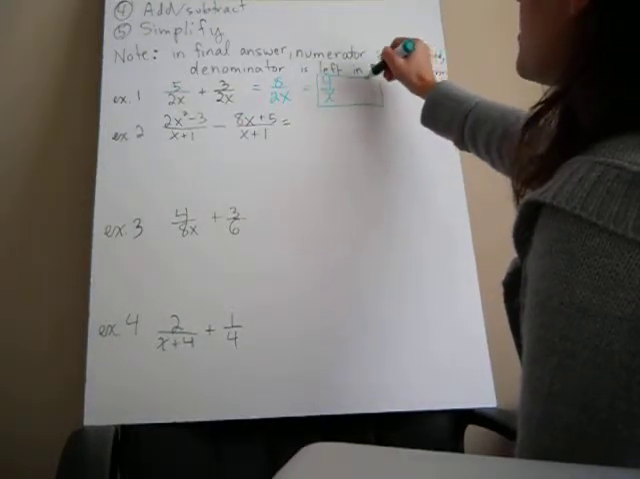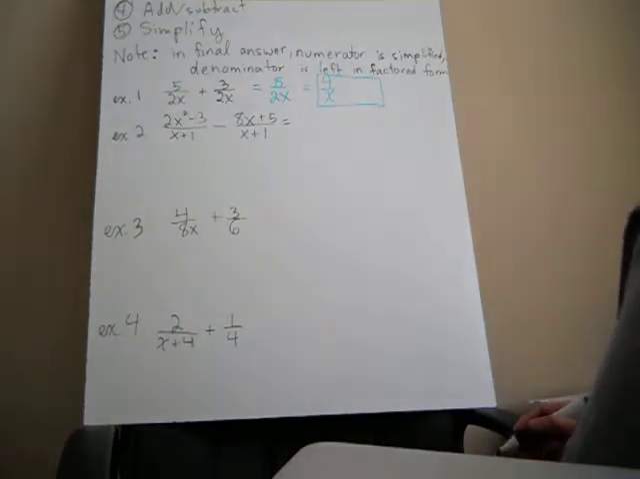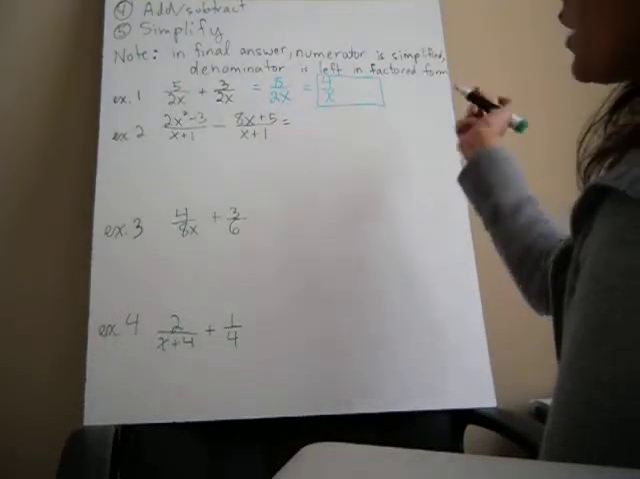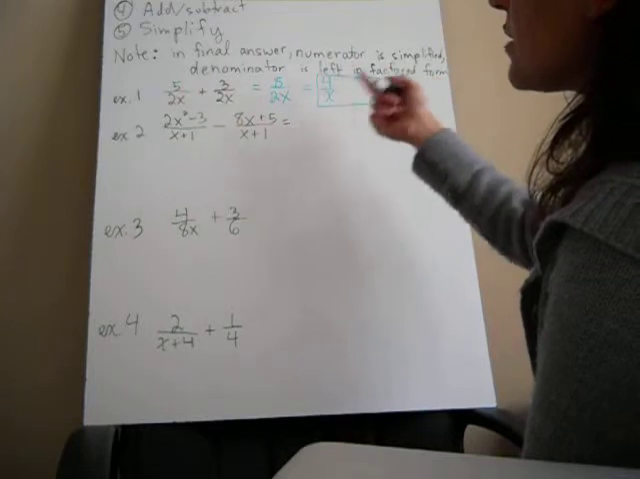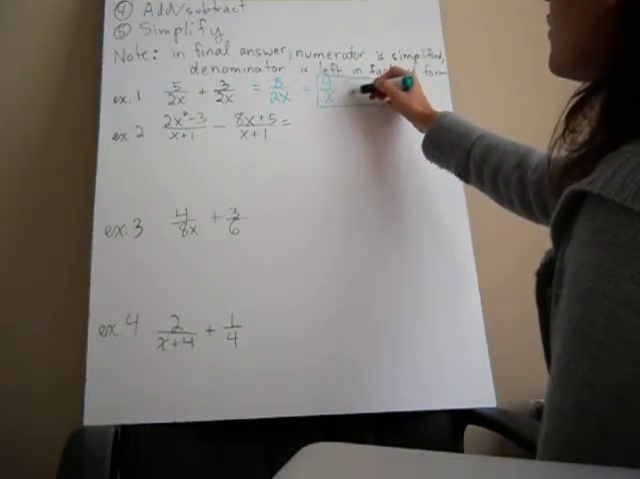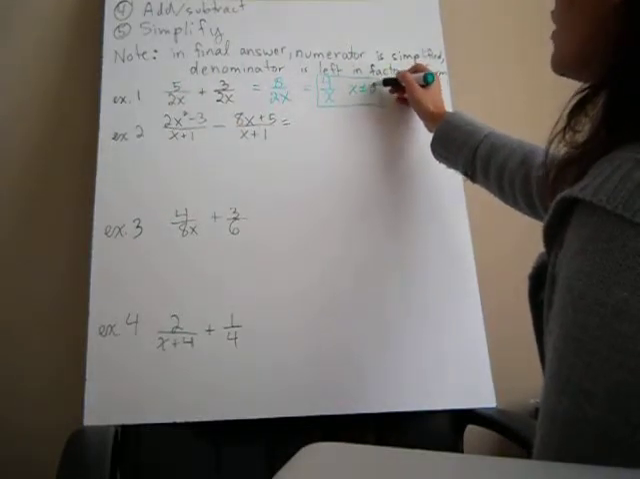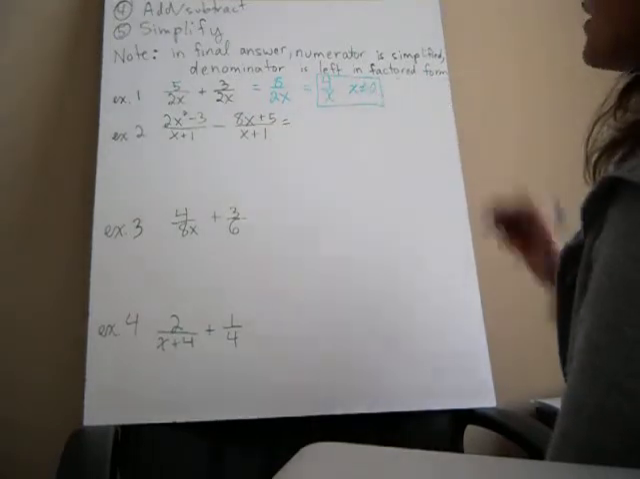Now let's not forget those excluded values. What could x not equal? Well, remember, you can't ever divide by 0, and if x were 0, you would be. So 4 divided by x, where x can't equal 0.